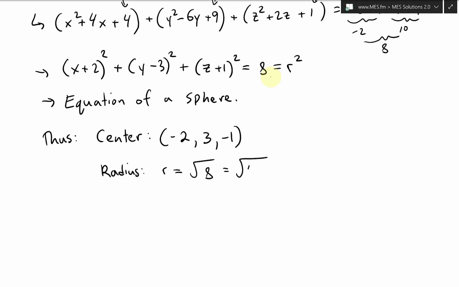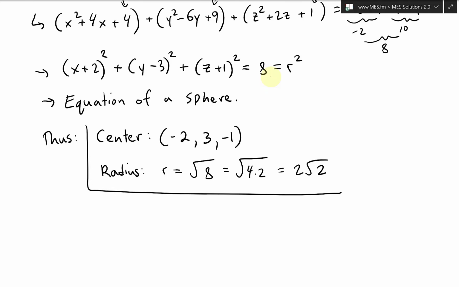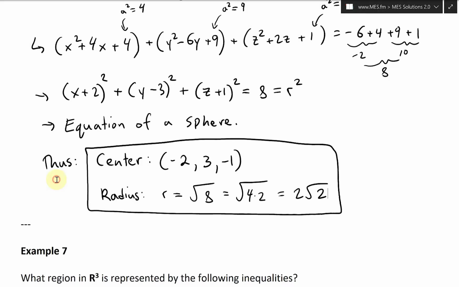2. Well, it's simplified, the calculus books usually do that. 4 times 2, so the 4 becomes 2. So 2 times the square root of 2, and we're looking only at the positive of the square root. So that is the radius, and we can just box out the center and the radius.